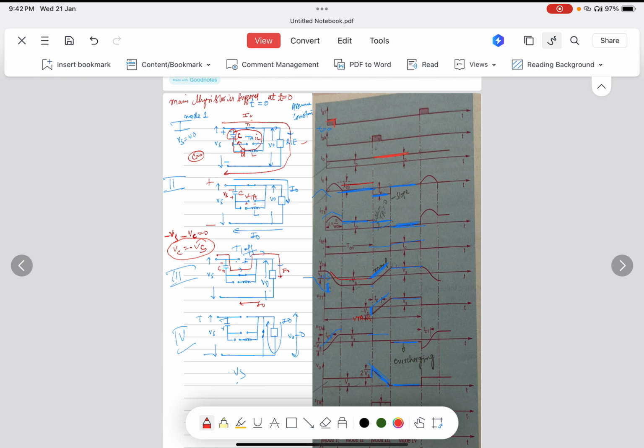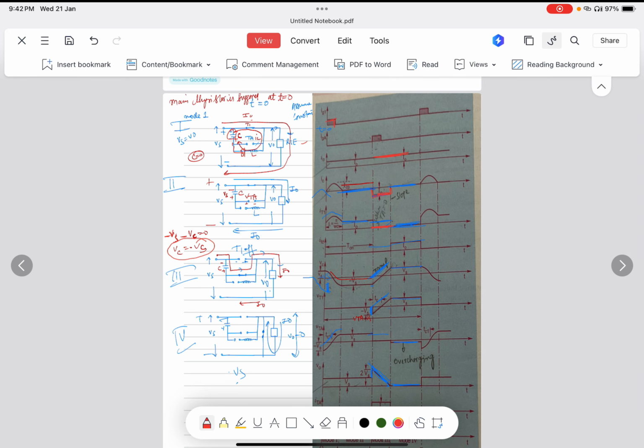Also you can see here the capacitor is charging with the load current, but it is negative. You can see here the capacitor is negative. Also you can apply KVL, then you can also see that here it is negative. Also the thyristor T1 is off, so current in it is 0.